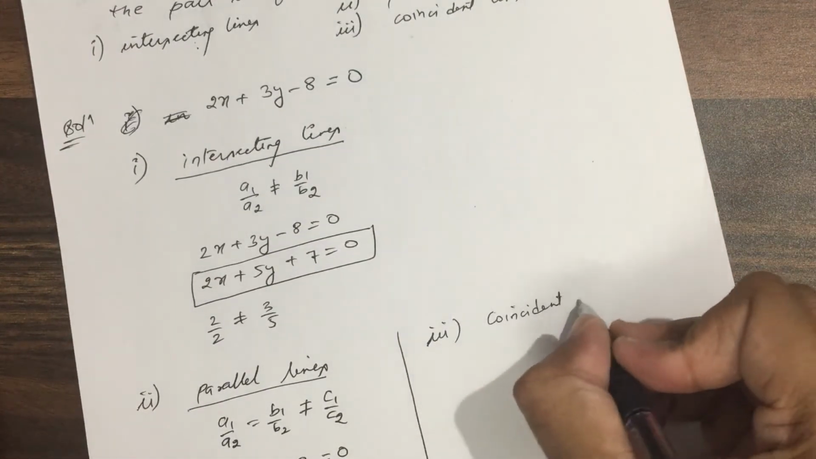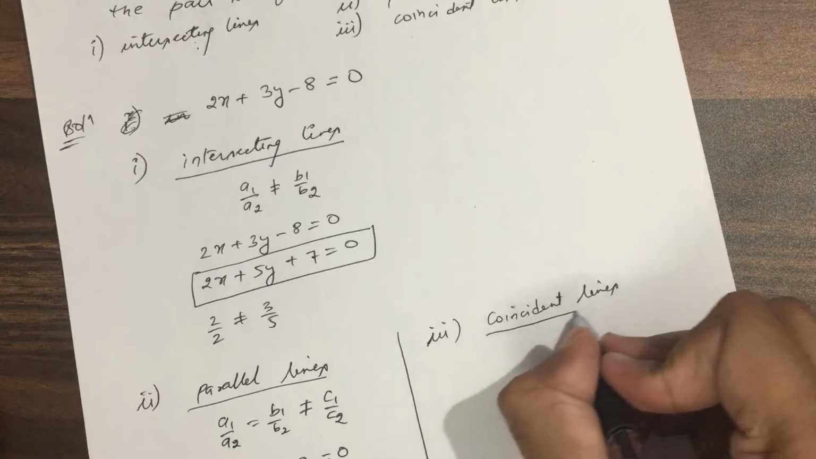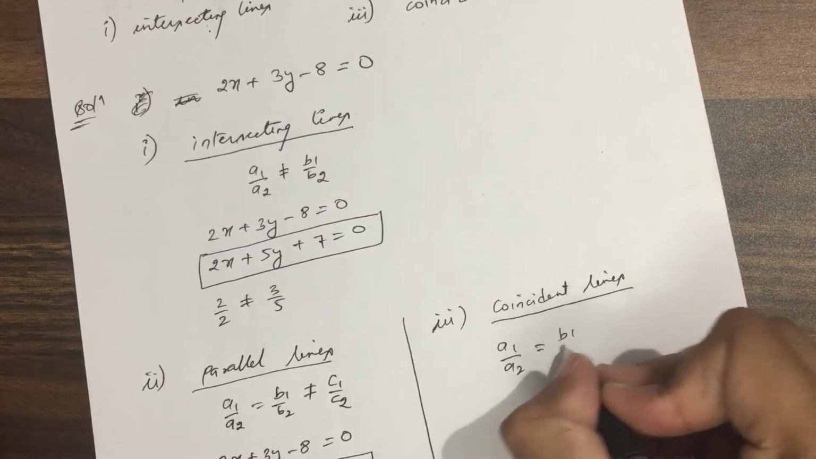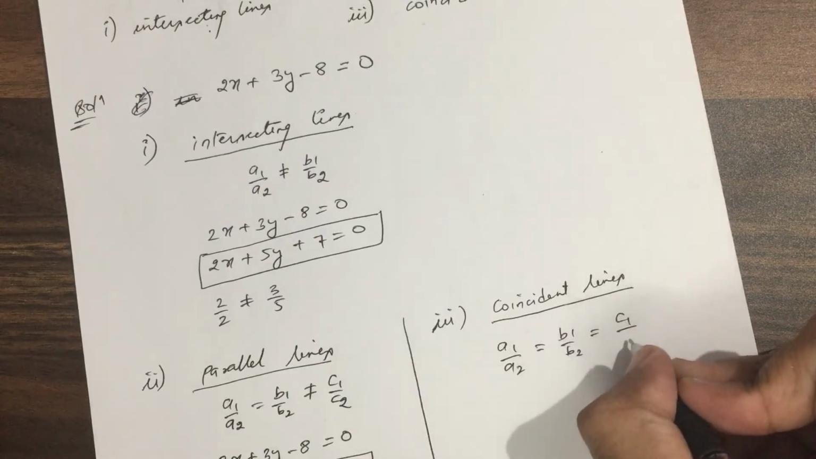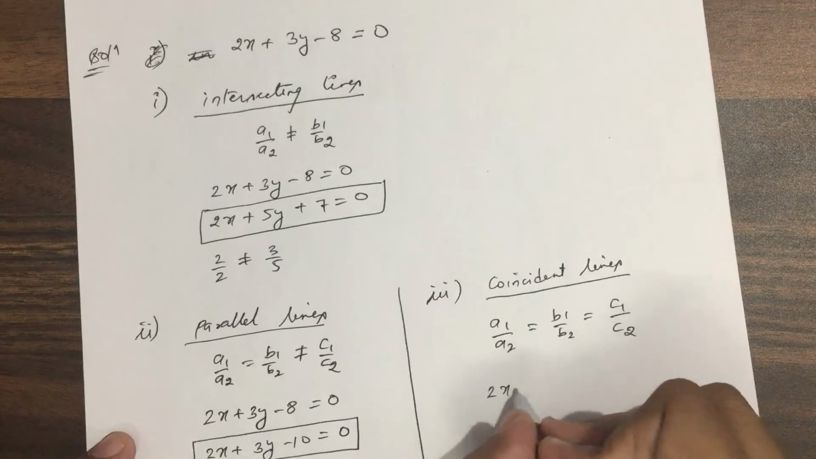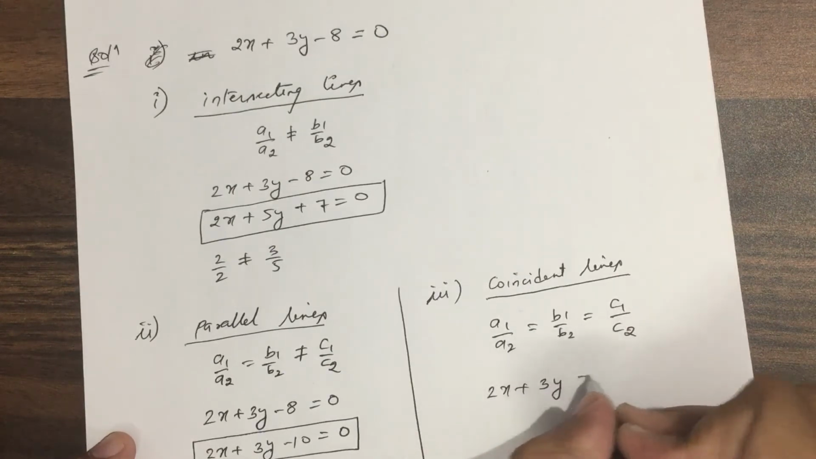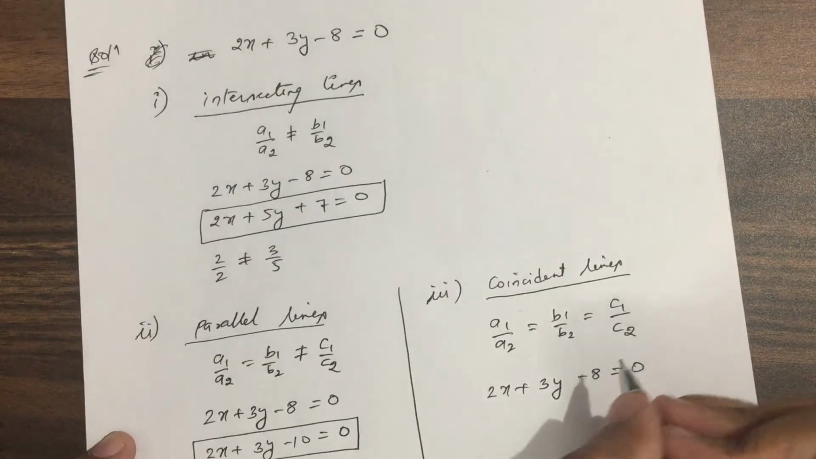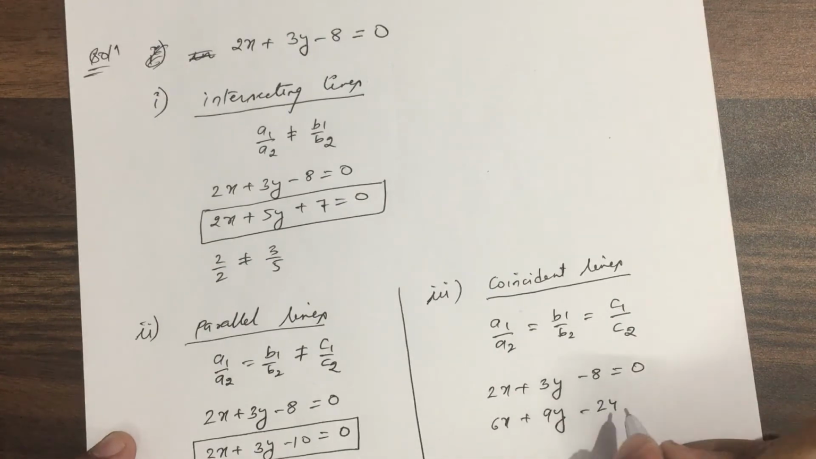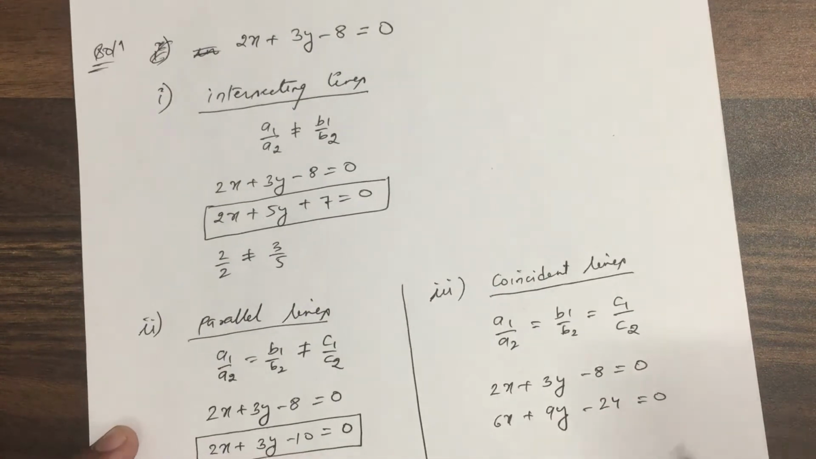Coincident lines means there will be infinitely many solutions and the condition will be a1 upon a2 equal to b1 upon b2 equal to c1 upon c2. The first equation which is given to you is 2x plus 3y minus 8 equal to 0. The second one we can write as 6x plus 9y minus 24 equal to 0.